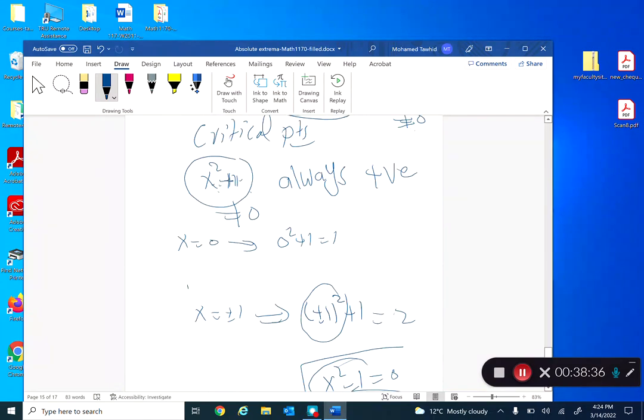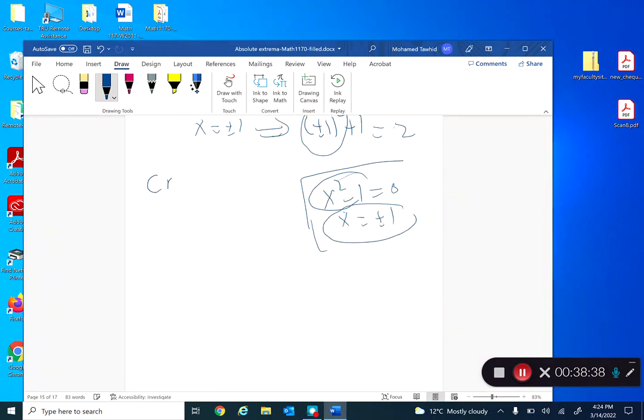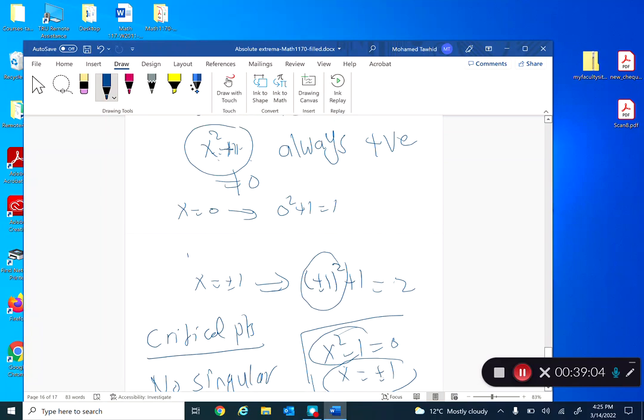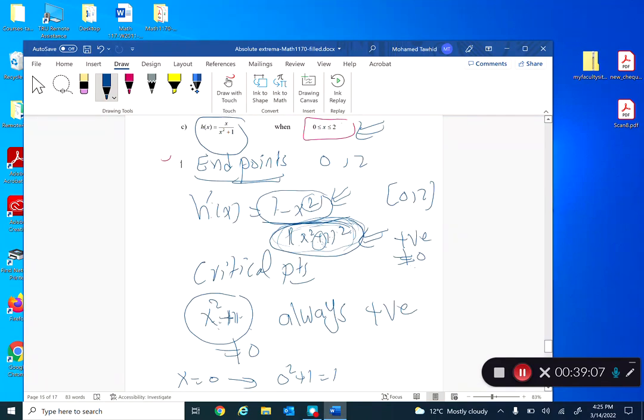So now, in a way, there is no singular point; I need to find the critical point. Here I don't have a singular point. Why? Because your f prime exists, meaning you get a value for any x from the domain, which is 0 to 2. If you take any number from 0 to 2 and put it in your derivative, you'll find it always exists, there is always a number.